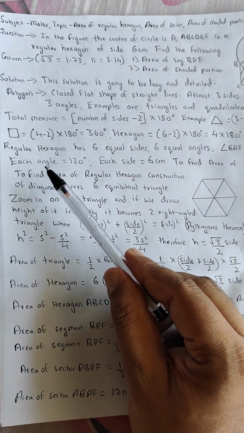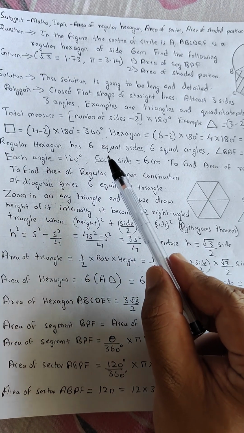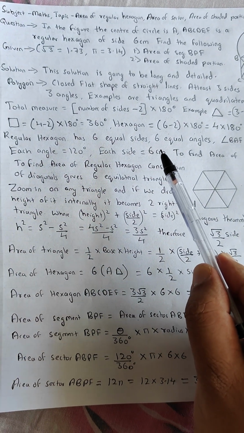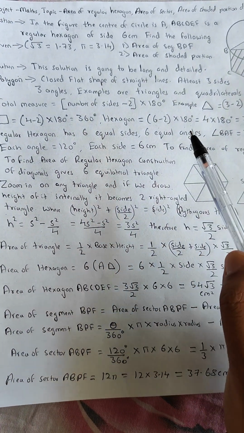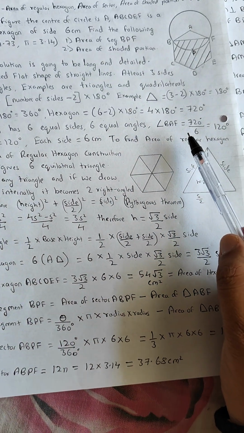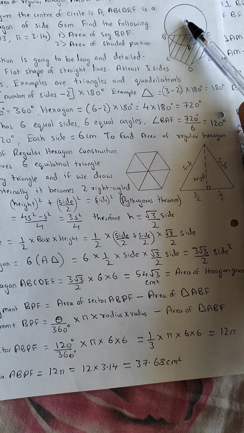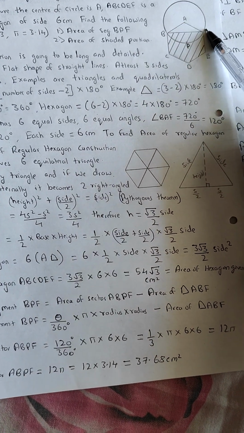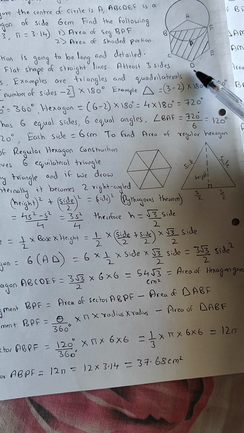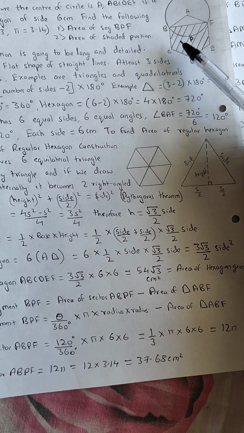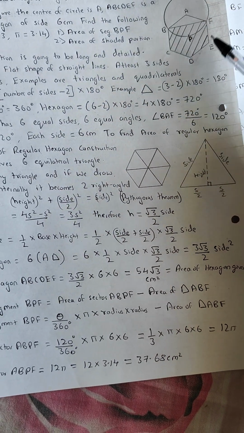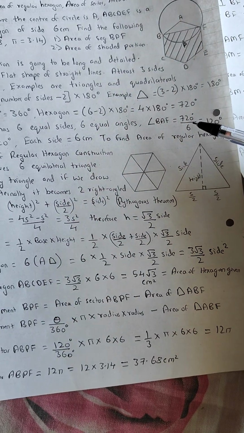But a regular hexagon has 6 equal sides and 6 equal angles. So here, angle BAF is an angle of the regular hexagon. The whole measurement of this hexagon is 720 degrees. 720 degrees divided by 6.